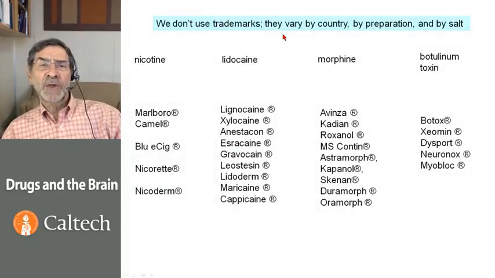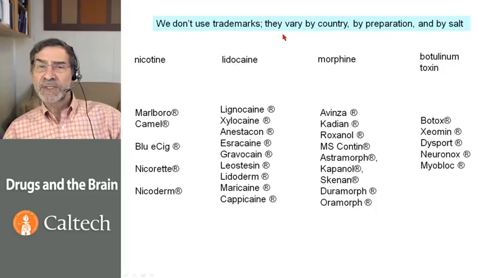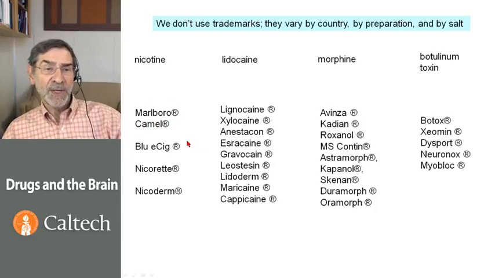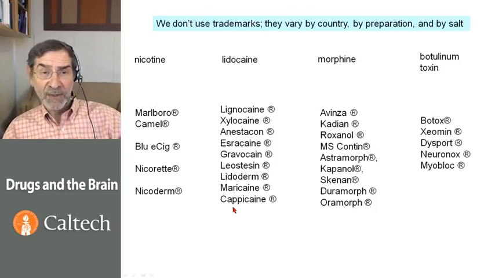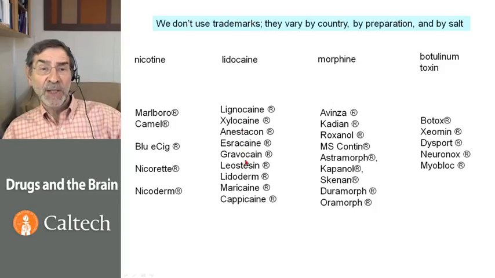We're not going to use trademarks in this course. The reason is that they vary by country, by the intended use, and by the counterion. Here are some examples of trademarks for nicotine in cigarettes, or in electronic cigarettes, or in gum, or in patches. There are many different trademarks for lidocaine depending on the use, whether it's on the skin or injected, which country it's being sold in, and which pharmaceutical company is selling it.